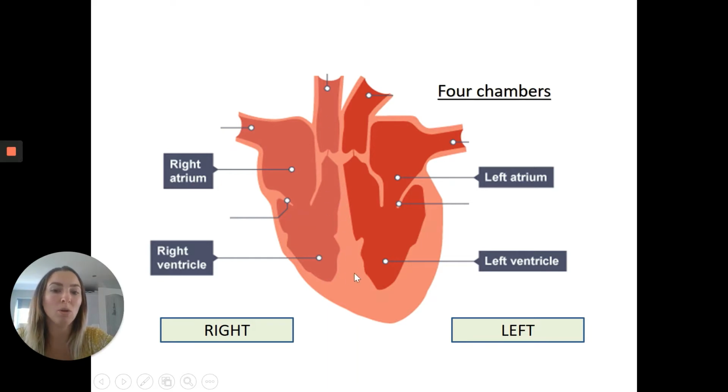We can see that the heart is obviously split into two here. So we've got a wall to make sure that the blood doesn't mix. We don't want the carbon dioxide, the deoxygenated blood, mixing with the oxygenated blood. So that's why we've got a double pump in our hearts. Okay, so just to show you the other pictures quickly.